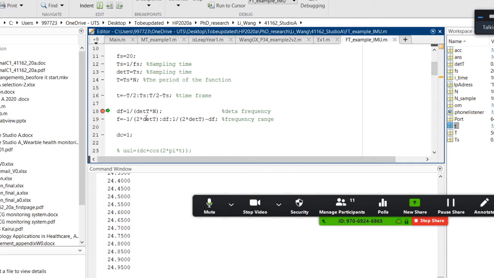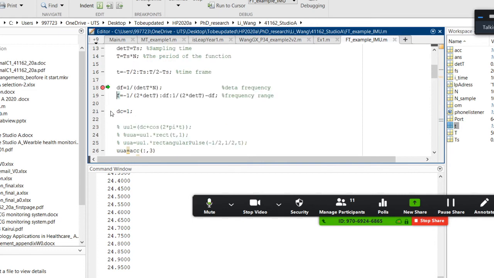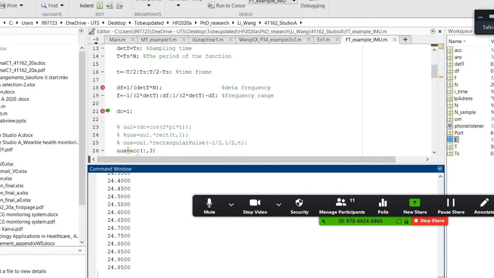So this is how you build f. We can see what f looks like. Looking at the row vector, the maximum is nearly 10 hertz. You can only look up to 10 hertz. Of course it can be negative, so sometimes you call it the double-sided Fourier transform. You also have a negative side, right?